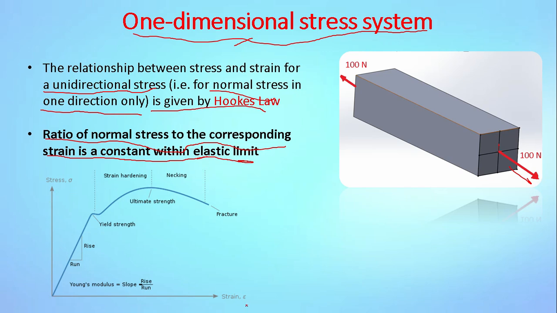This diagram shows the stress-strain diagram, and this portion here to here is called the elastic limit. In this region, the material behaves like an elastic material. So in this portion, if we take the ratio of rise to run, this ratio will be constant, and this ratio is called Young's modulus.